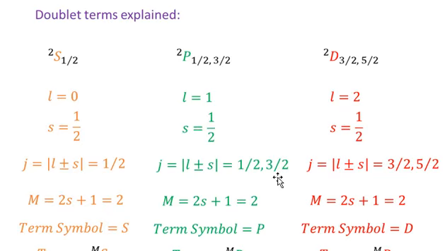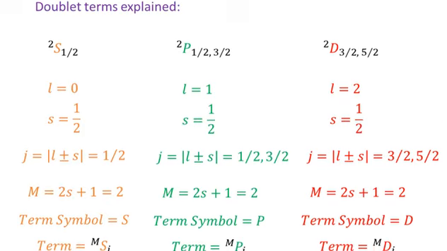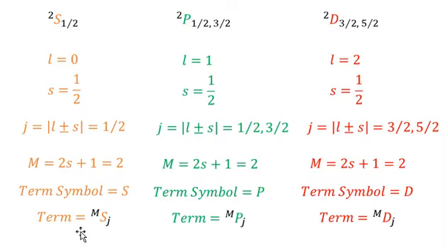So the term symbol is associated with the value of L. Since L is equal to 0, the term symbol is capital S. And the term is represented by M as the multiplicity, then the term symbol, and then the subscript will be J, which is the total angular momentum of the atom. So if you specify the multiplicity and J value for the symbol S, you will get this term 2S1/2.